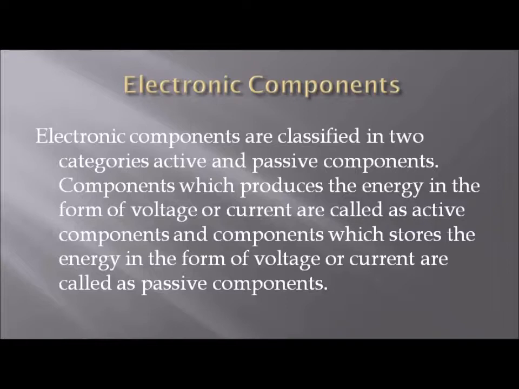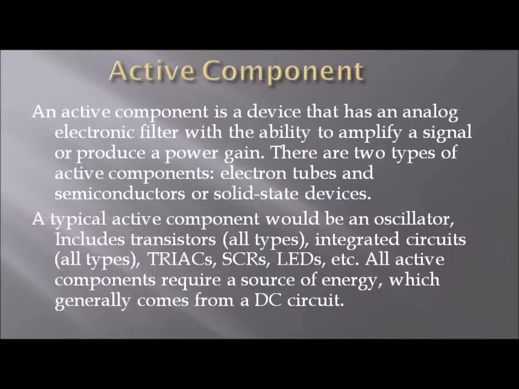In this video, we are going to discuss electronics components, and in that, electronics components are classified in two ways: active and passive components. Components which produce energy in the form of voltage or current are called active components, while components which store energy in the form of voltage or current are called passive components. Let's go straight to active components.